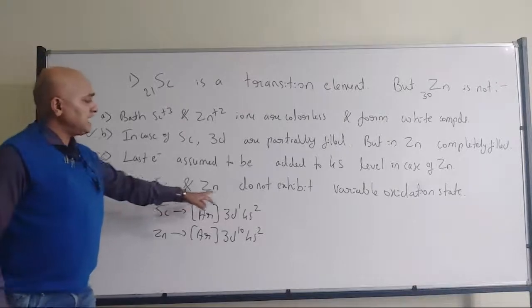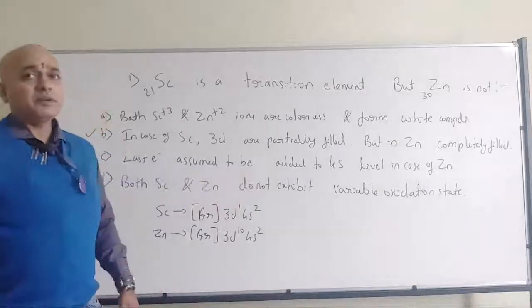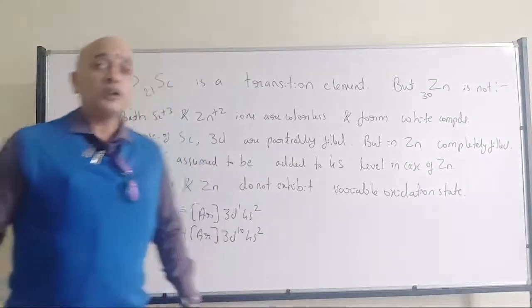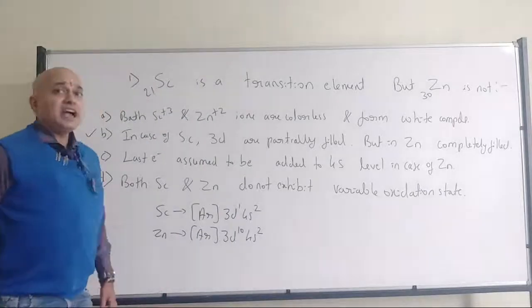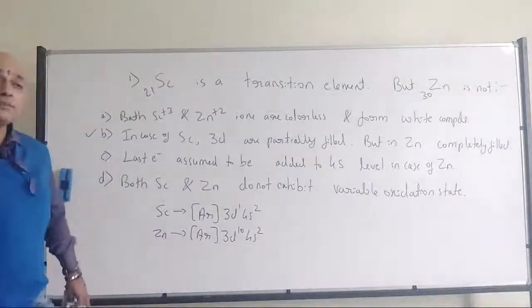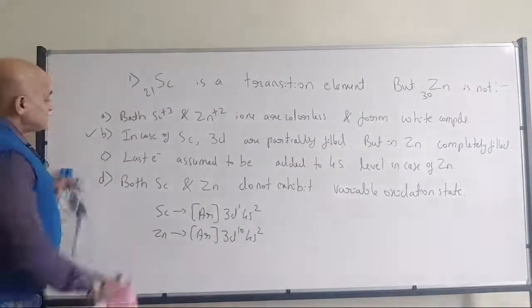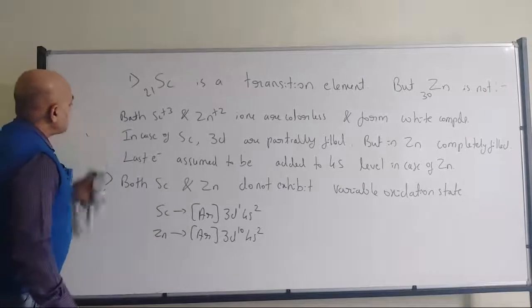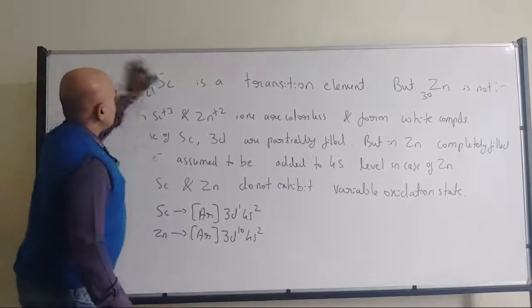Last one, both scandium and zinc do not exhibit variable oxidation state. That is not true. Zinc is restricted to +2, but scandium can show +1 also, +2 also, +3 also. Okay? So that's where we have option B, which will be the correct answer.